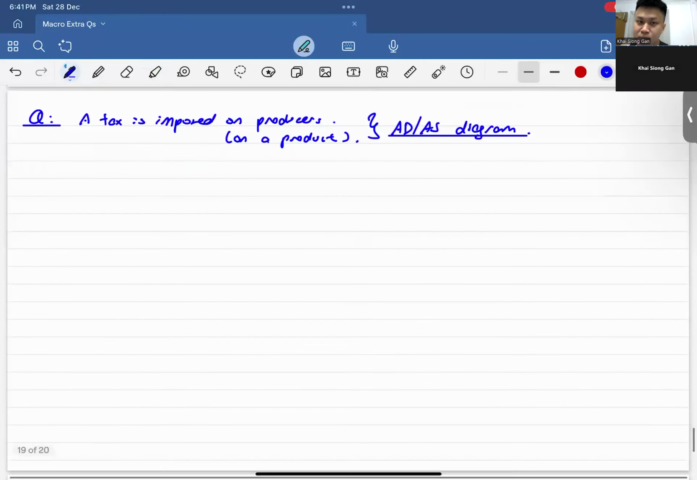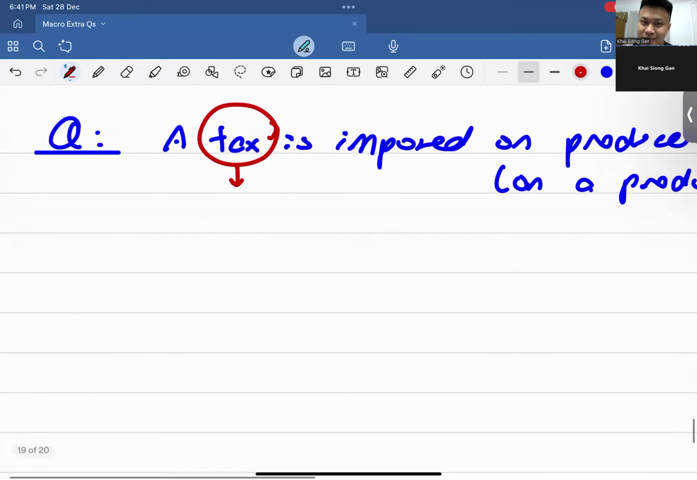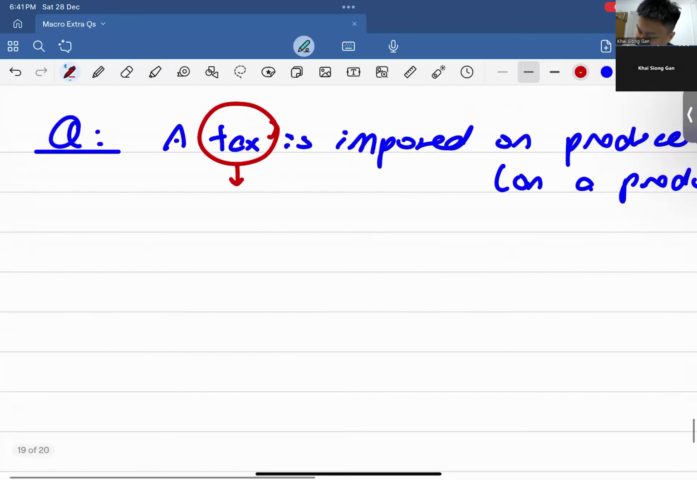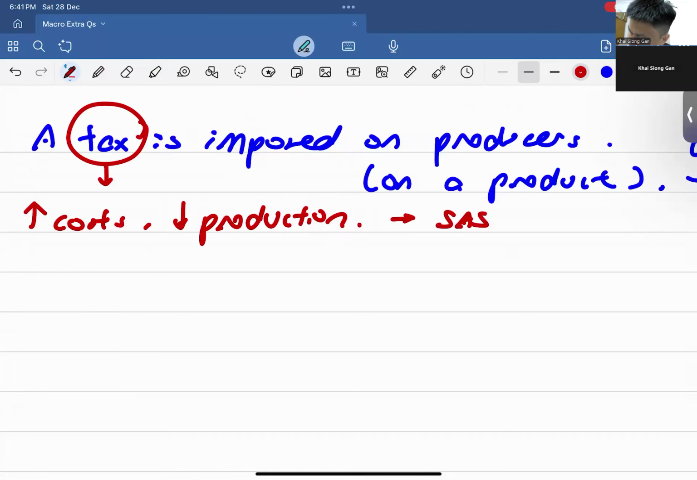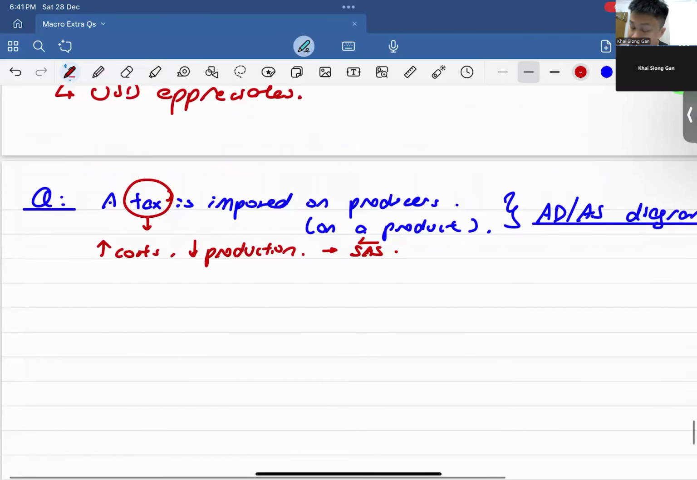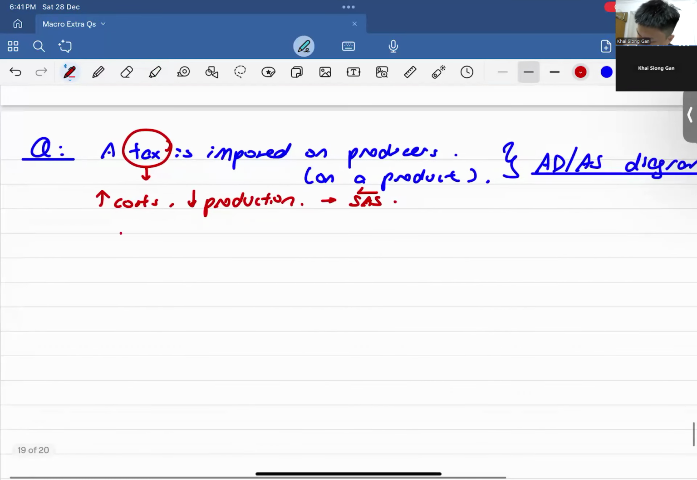Now I want you to do the simple one. Relate to AD-AS. A tax is imposed. So what will be the answers? Pause the video and think about it. Tax. Which graph will shift? You do all the complicated one, then forgot the easy one already. Tax increases the costs, so lower production. Therefore, SAS curve shifts leftwards. Tax on producers will shift the SAS curve leftwards.